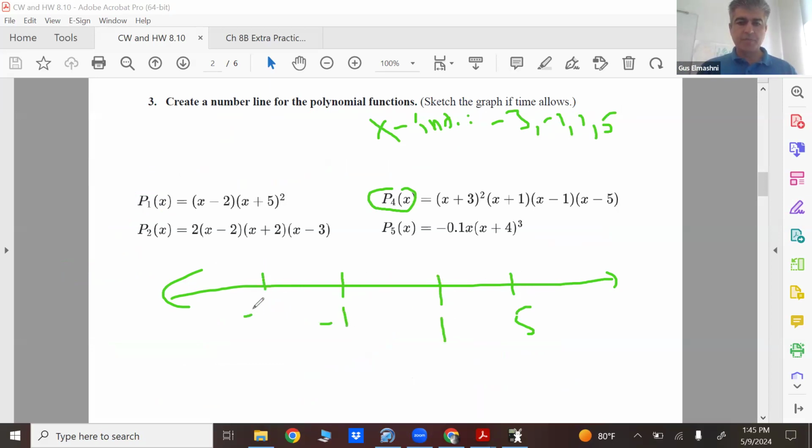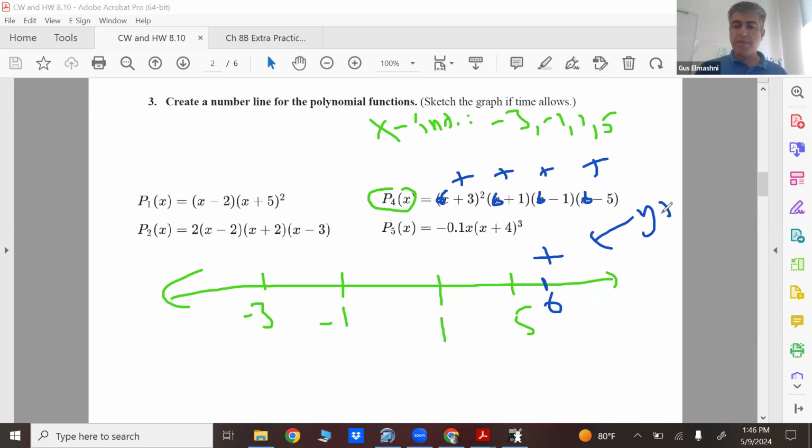Now, what I'm going to do when I test my values, I'm going to start with the rightmost interval. If I put 6 in, right? And you don't actually have to calculate it. Just think about it. Is 6 plus 3 squared positive? Yes. Is 6 plus 1 positive? Yes. Is 6 minus 1 positive? Yes. Is 6 minus 5 positive? Yes. What happens when you multiply a bunch of positives? What do you get? A positive. Perfect.